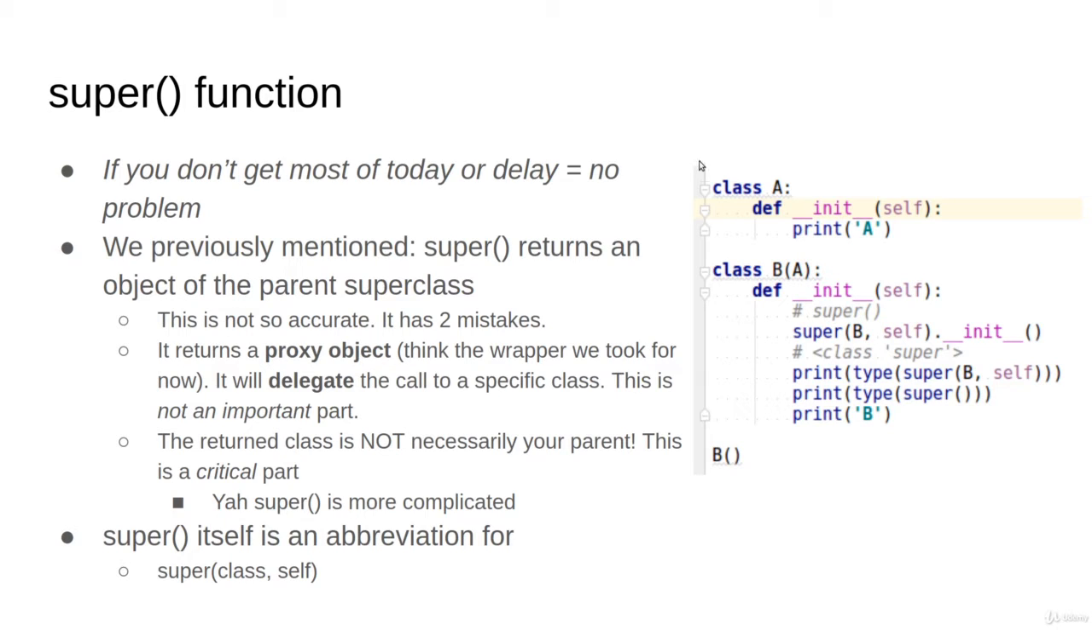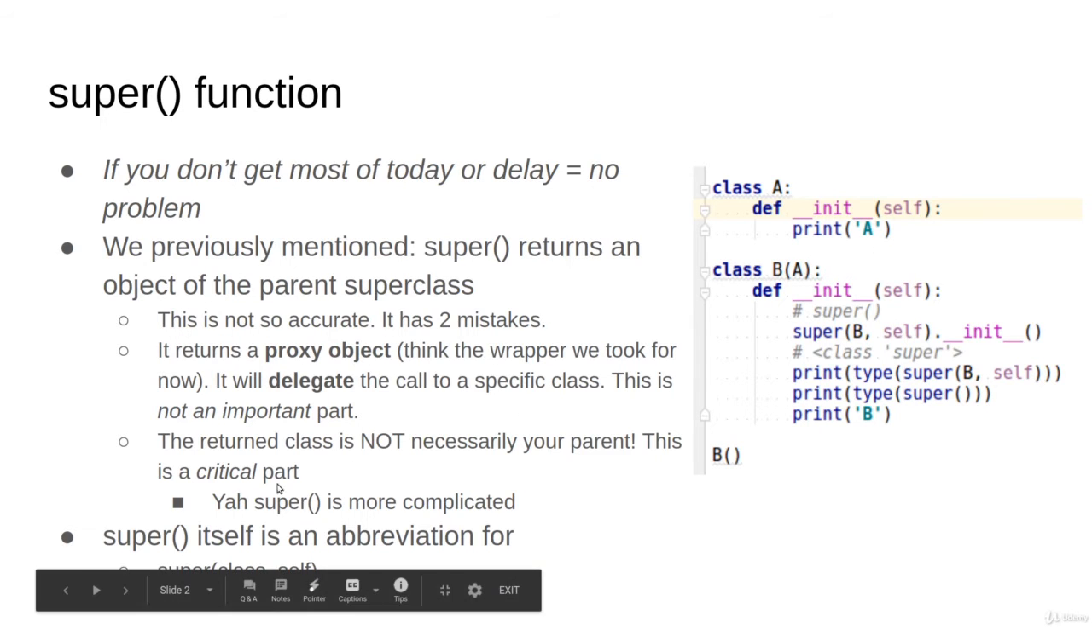Previously, I said to you that the super function is going to return an object of the parent superclass. This was an oversimplified statement. It actually has two mistakes. The first mistake, which is minor, is that it doesn't return an object from your classes or your superclass. It actually returns a proxy object. For simplification, remember we learned about a wrapper class in one of the assignments. The proxy object has your actual object inside it, and it is going to do more complicated things behind the scenes. That's why we do not actually use your parent class, and we'll learn now why.